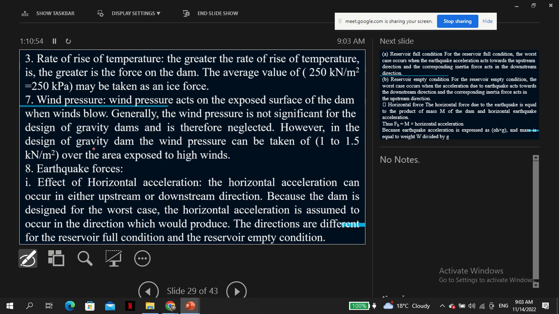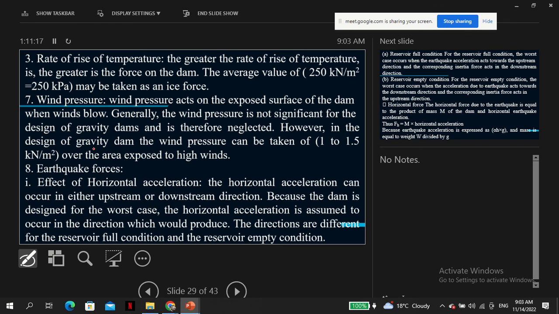The average value of 250 may be taken as the ice force. Because some of these values are very difficult to estimate, we just take some empirical values. Probably these ones are from some reference or some researcher who has worked with them, or some experience.